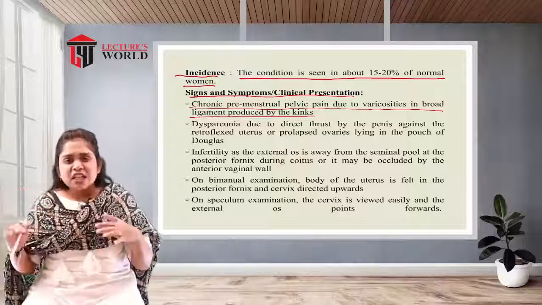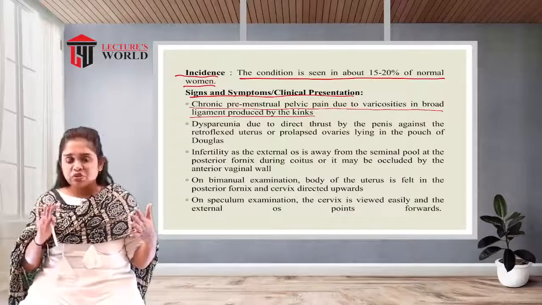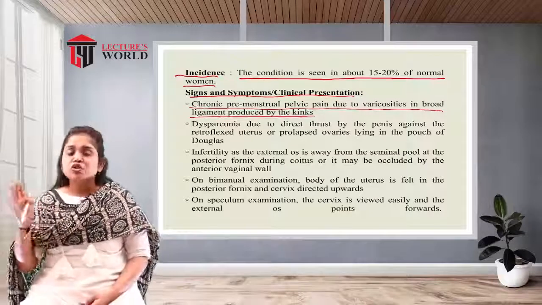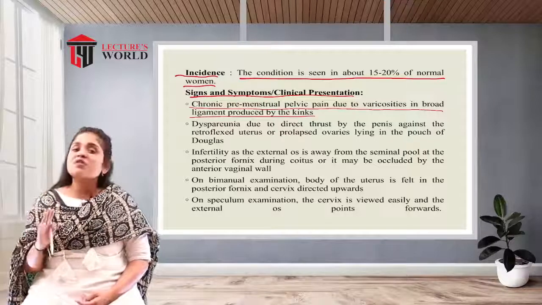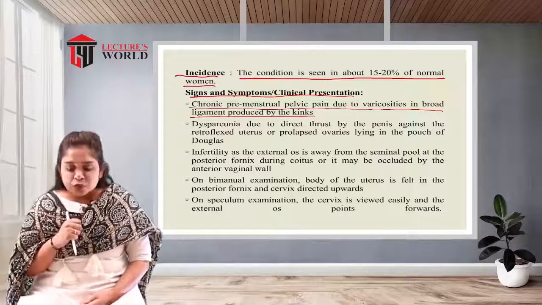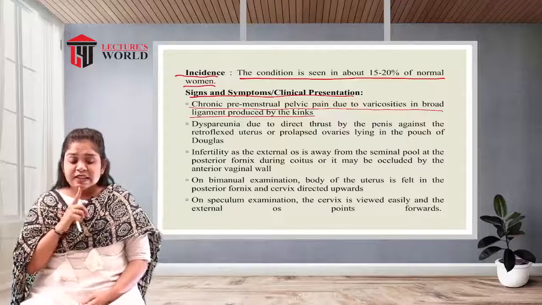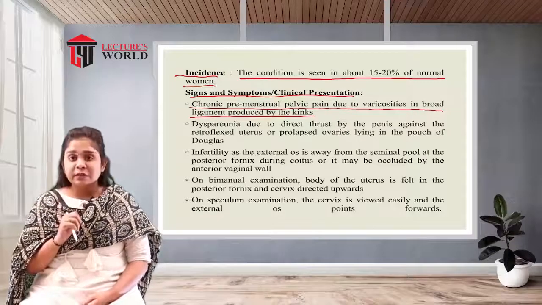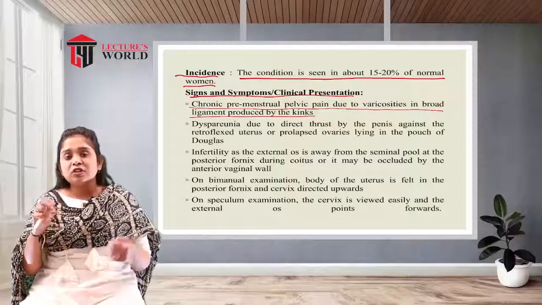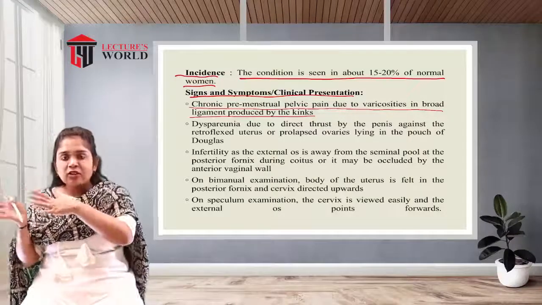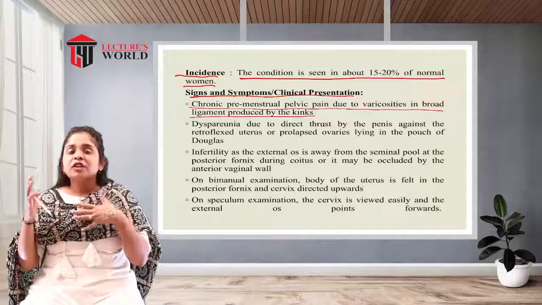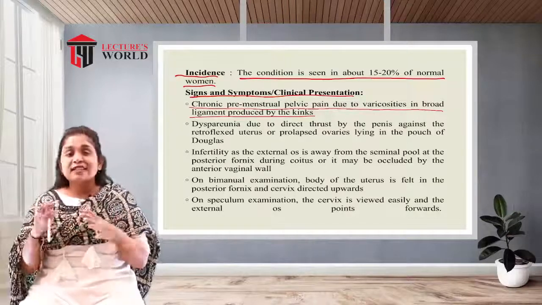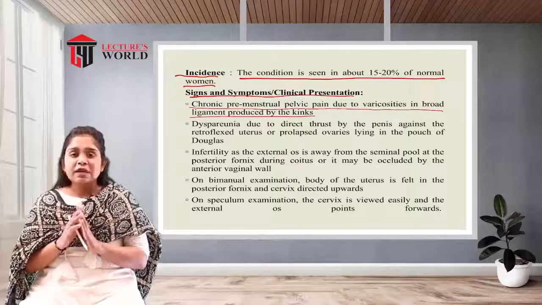So when any injury comes to this broad ligament, or any surgery has been done, due to that also weakness will be there in the ligaments. Plus, here it has written that chronic premenstrual pelvic pain will be there. Why? Because here the uterus has gone backward. So whenever the menstrual cycle is there, at that time the pelvic pain will be there.